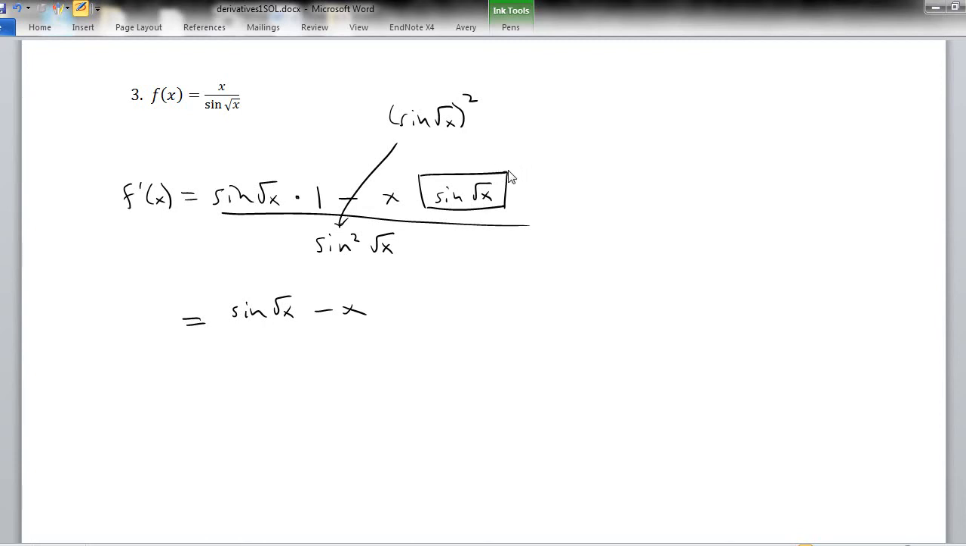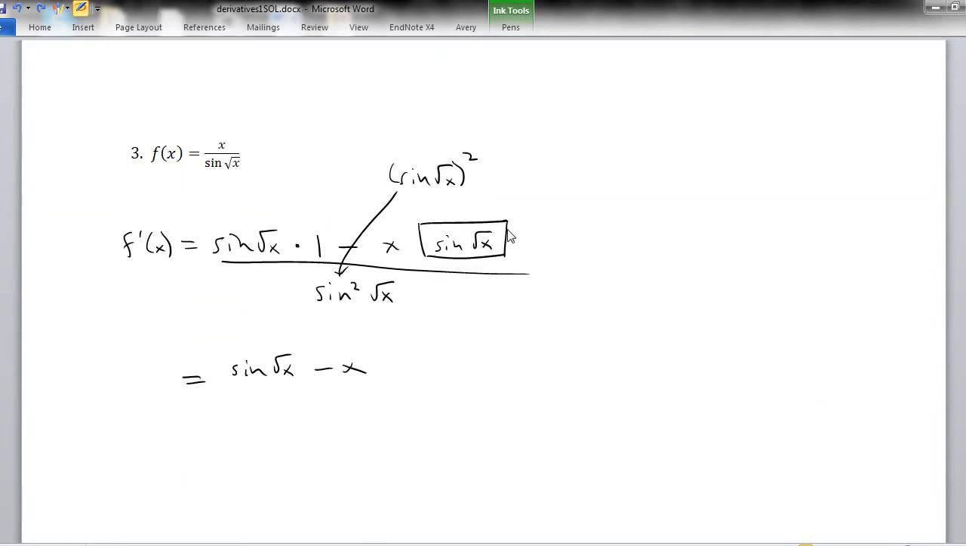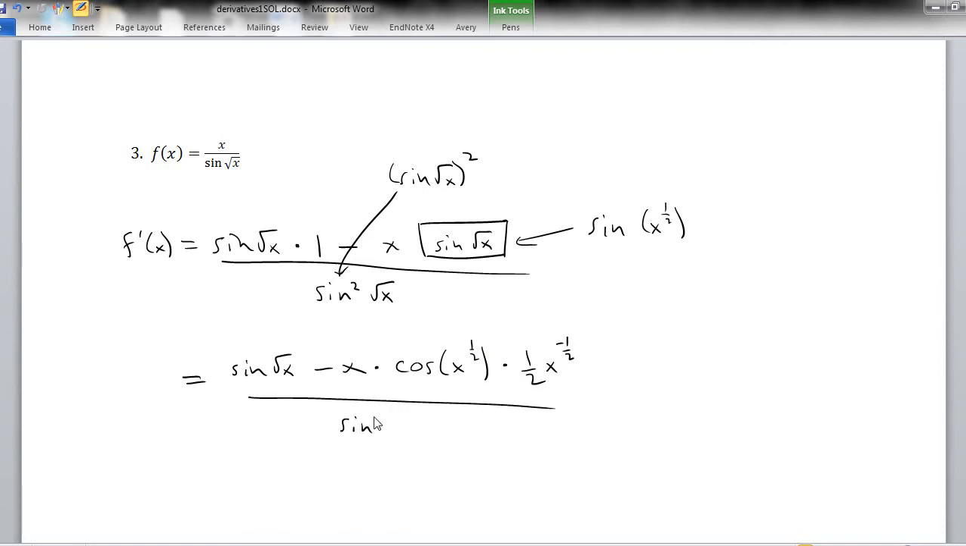Okay, and then for this one, oh, that's interesting. See if I can fix that. This thing inside the box can be thought of as sine of x to the 1/2, right? So the inside function is x to the 1/2. And so with my chain rule, I get derivative of the outside function, which is cosine of x to the 1/2, then times the derivative of the inside function, which is 1/2 x to the negative 1/2. And all of that is still over sine squared of root x.